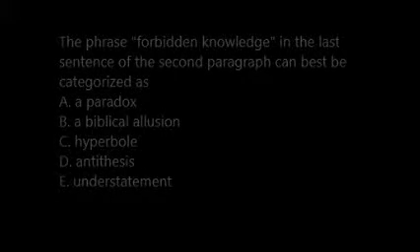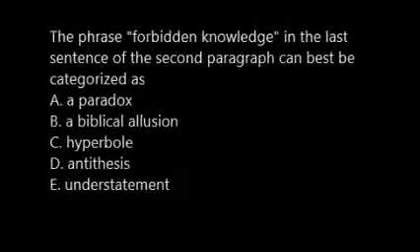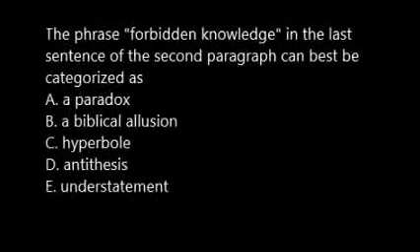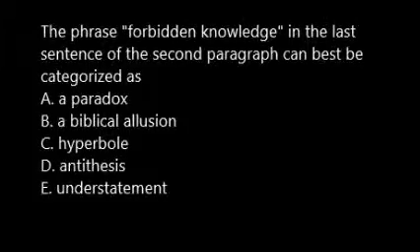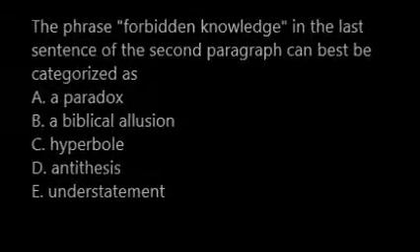The question then reads, the phrase forbidden knowledge in the last sentence of the second paragraph can be best categorized as A, a paradox, B, a biblical allusion, C, hyperbole, D, antithesis, or E, understatement. Okay, so once you know what an allusion is, this question again becomes really easy, and the answer is biblical allusion, which is B. So hopefully you all got that right. I'm sure you did. But let's talk about that a little bit.